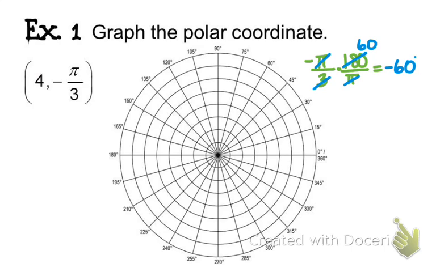So when I'm graphing my point, negative 60 degrees, instead of going up and to the left 60 degrees, we're going to go down to negative 60, which would be the same as 300 degrees. So we're going to go out 4 circles and then down to 300 degrees, which would be equivalent. So the point (4, negative pi over 3) is the same as (4, negative 60), or also (4, 300 degrees). Either one of those would work.